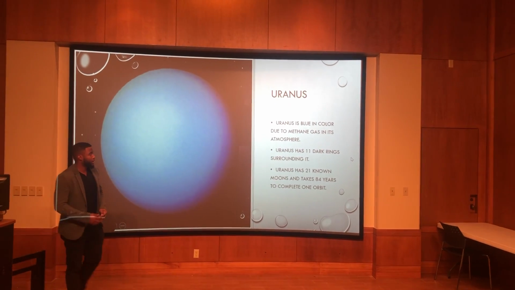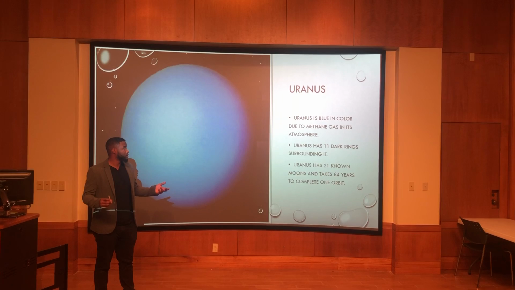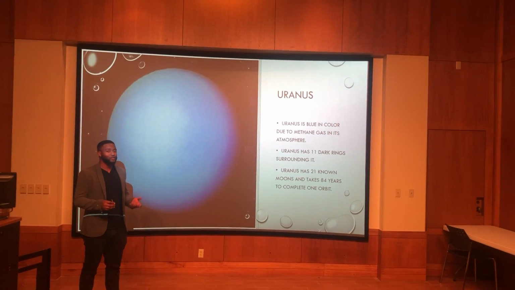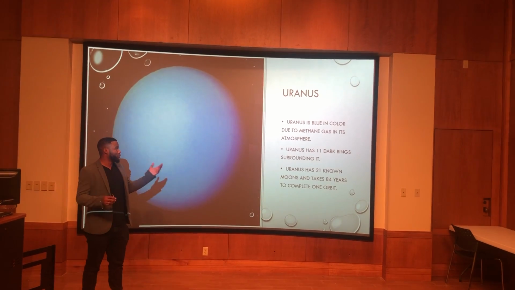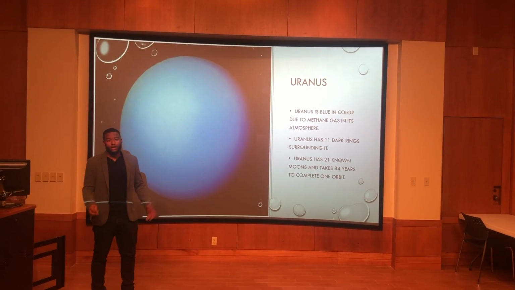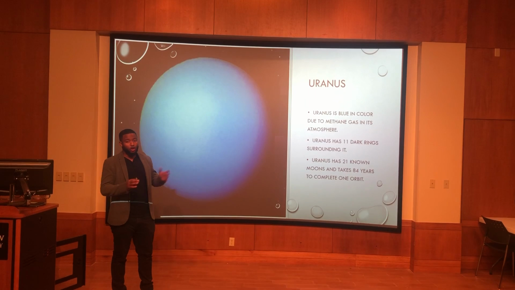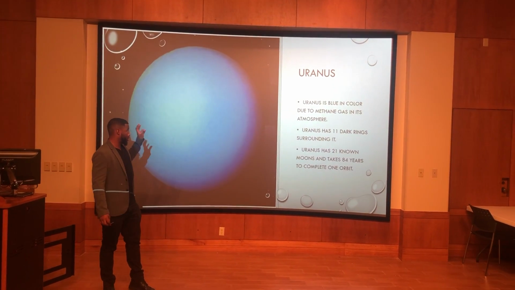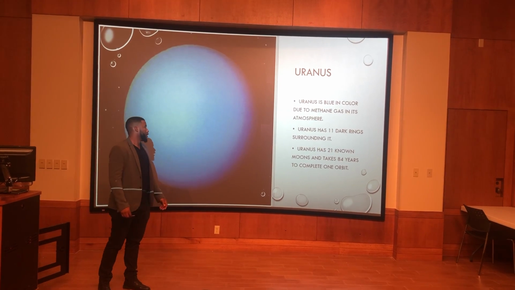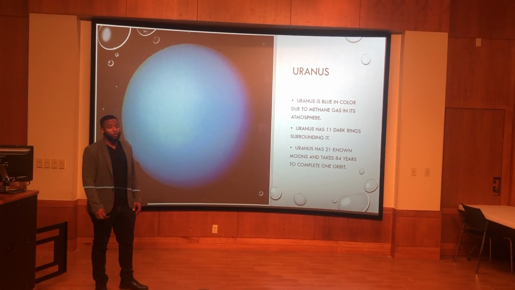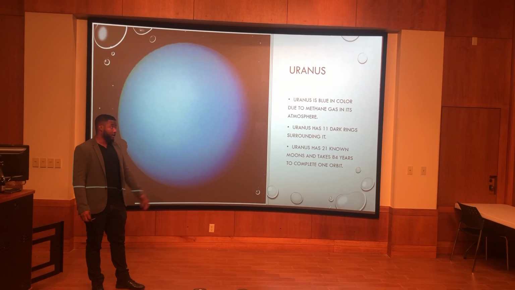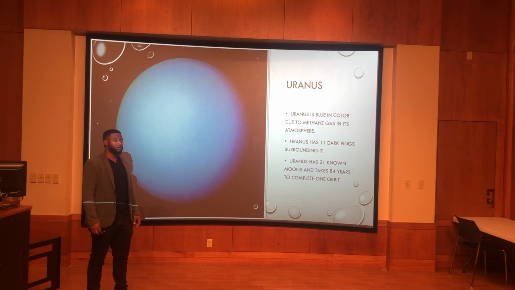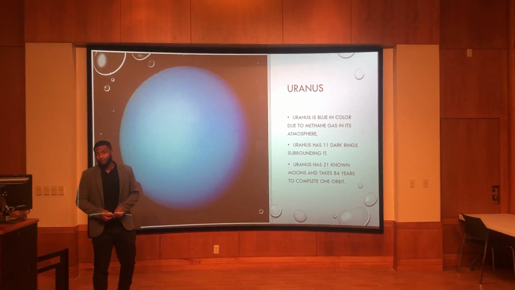And we also have Uranus. To be honest, I don't know who came up with that name, but Uranus, yeah. Interesting name. Anyway, it's blue, as you can see, just because of the methane gas in its atmosphere. Uranus has 11 dark rings surrounding it, like I stated before when I introduced all three planets. You can't really see them, but they have 11 dark rings. And they have 21 known moons, and it takes 84 years for Uranus to complete one orbit, which is a super long time.